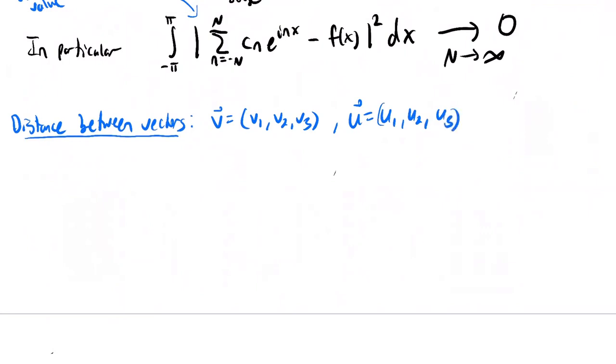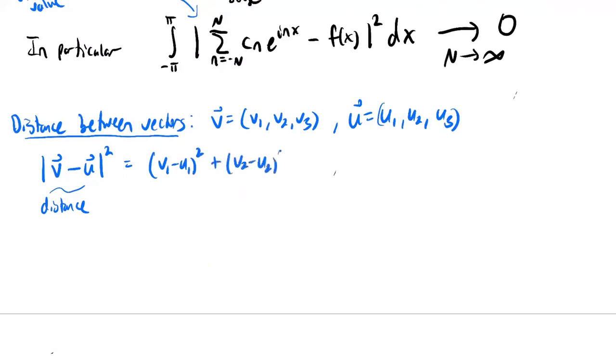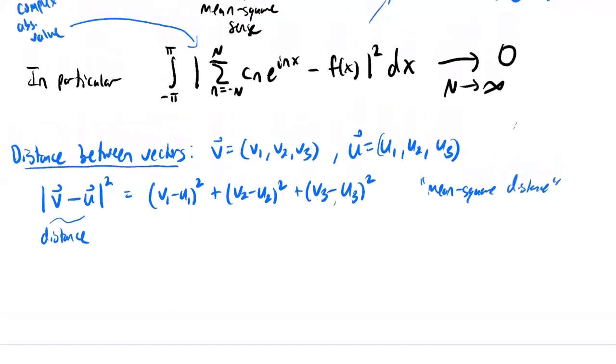What is the distance formula for vectors? Well, the distance is the length of their difference. And so if I look at the distance squared, what does this end up being? Well, I look at v1 minus u1 squared plus v2 minus u2 squared plus v3 minus u3 squared. And so this is also kind of like a mean square distance, kind of analogous to what we have up here. I'm looking at a difference of different values squared.